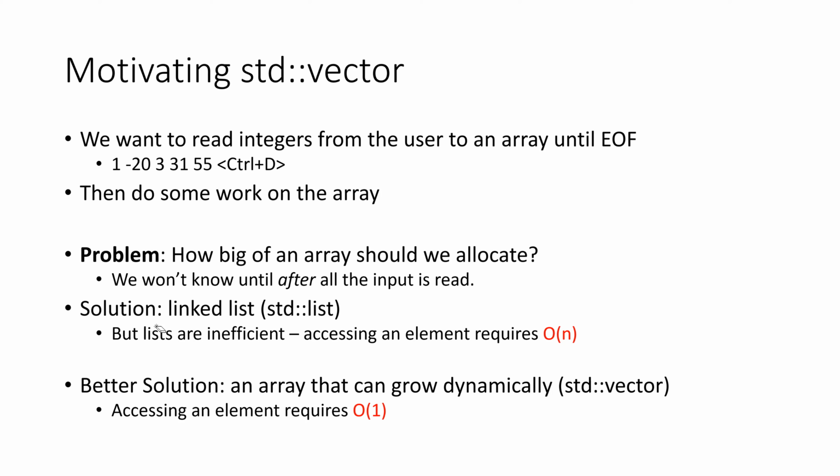And I still want it to be fast, right? A list can grow when I need it to grow, but the problem is it doesn't give me efficient random access, so I don't like it. I want to be able to grow an array dynamically, but I still want it to behave like an array, with order 1 random access. And that's exactly what a vector does.